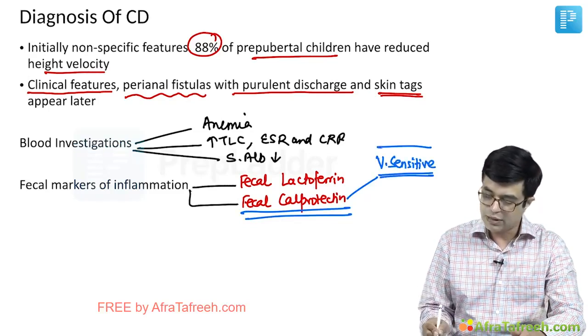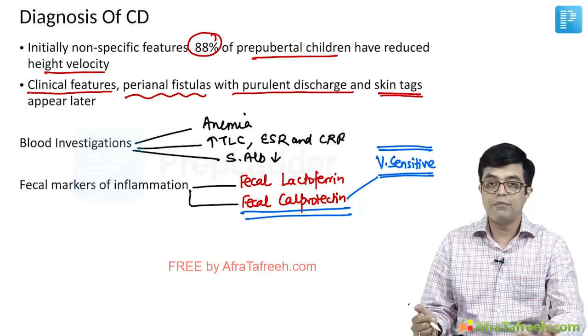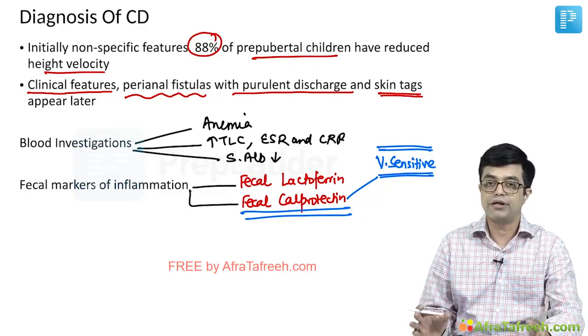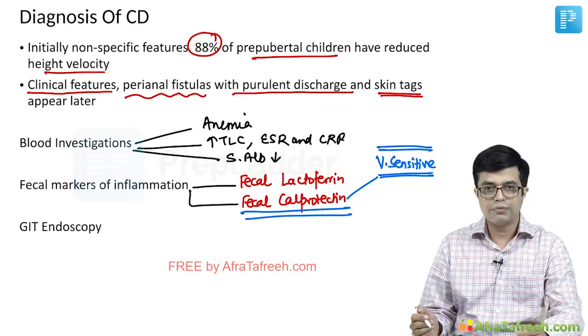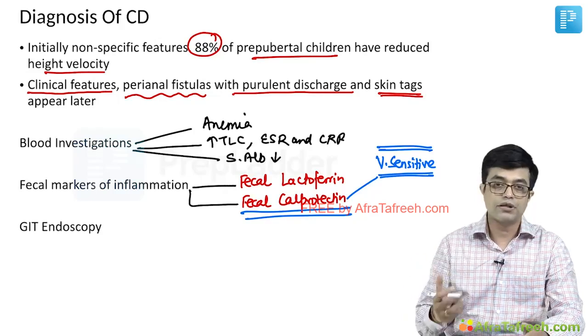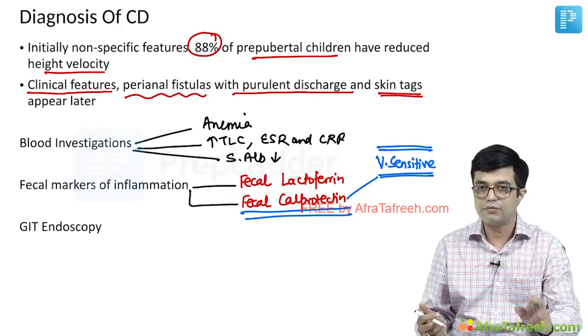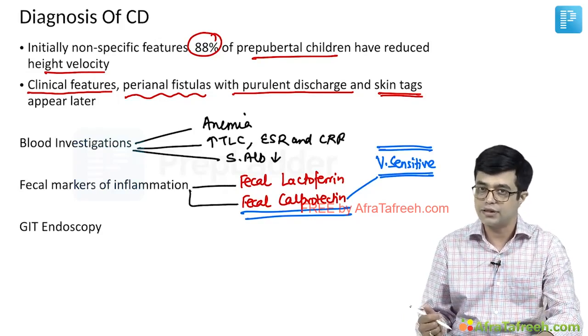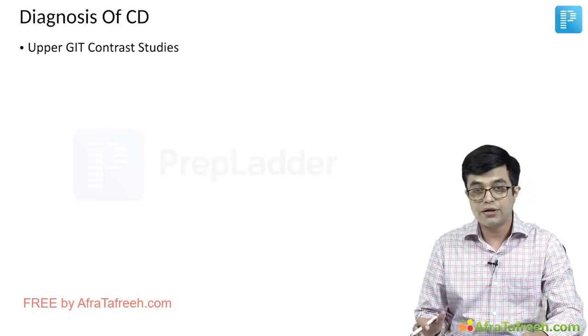It is a very sensitive marker, with high sensitivity and also good specificity for inflammatory bowel disease in childhood patients. Then GI endoscopy can be done. GI endoscopy will give you the pathological picture that we discussed when we were discussing the differences between Crohn's disease versus ulcerative colitis. Now, upper GI contrast studies using barium can also be done.